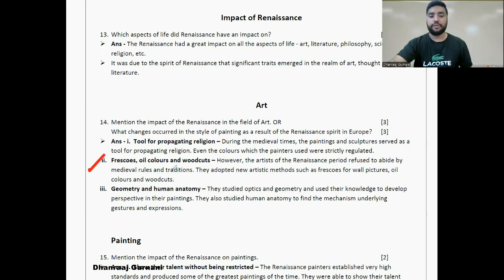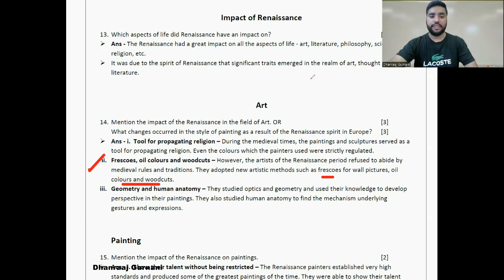Point number 2, frescoes, oil colors, and woodcuts. However, the artists of the Renaissance period refused to abide by the medieval rules. They adopted new artistic methods such as frescoes for wall pictures, oil colors, and woodcuts. Frescoes means drawing on the wall or on the ceilings. So this was something new which was adopted. Oil colors started to be used. Woodcuts were used. These were the changes which took place in art due to the Renaissance.